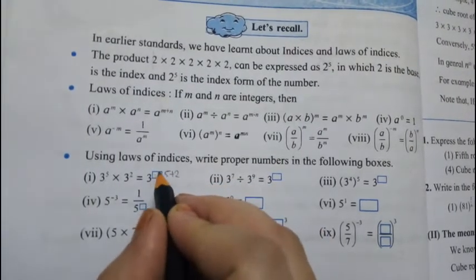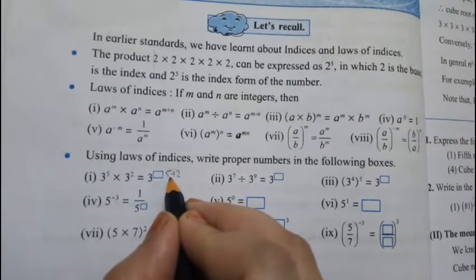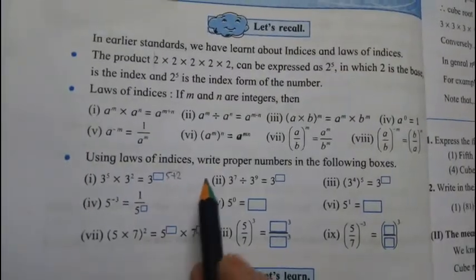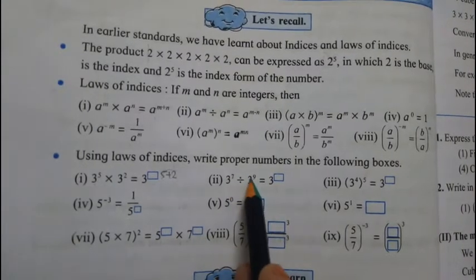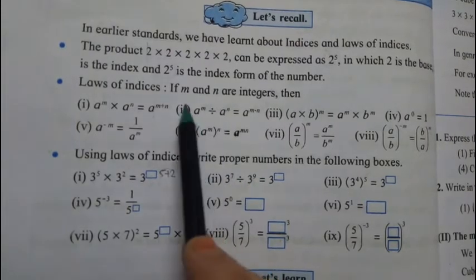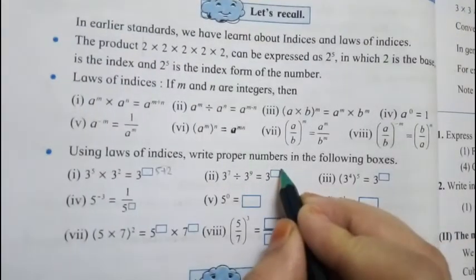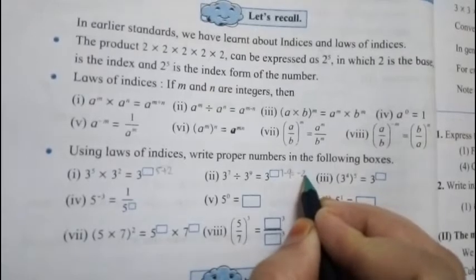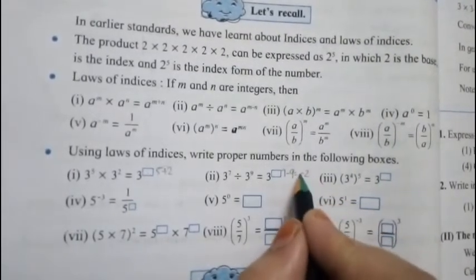Okay, I'm not writing in the box, instead of the box I'm writing here, so that you all can see clearly. Now next is 3 to the power 7 divided by 3 to the power 9. Now see here, bases are the same, powers are different. In the second law of indices, it will be 7 minus 9, which equals minus 2. Here you have to write only this, but just for simplifying I'm writing this.